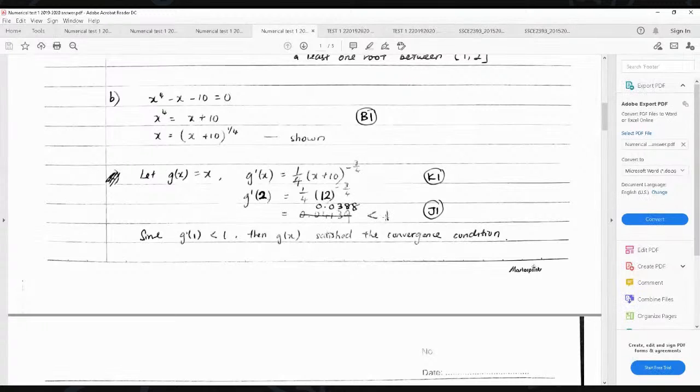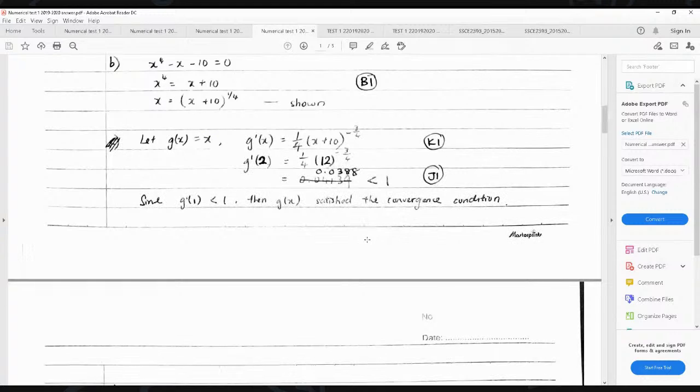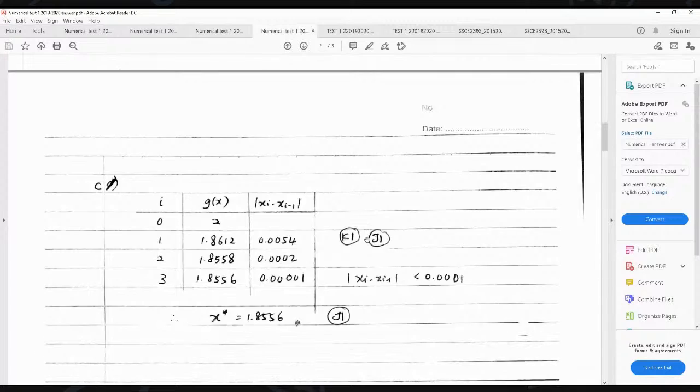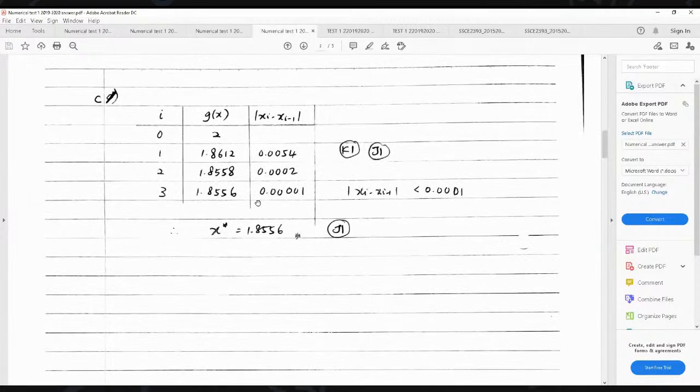0.0388 is less than 1. So that means the equation that you get converges. So you can use the fixed point iterative method because g prime 2 is less than 1 and greater than negative 1. So g converges. All right, so what should you do? Do the iteration for g(x).